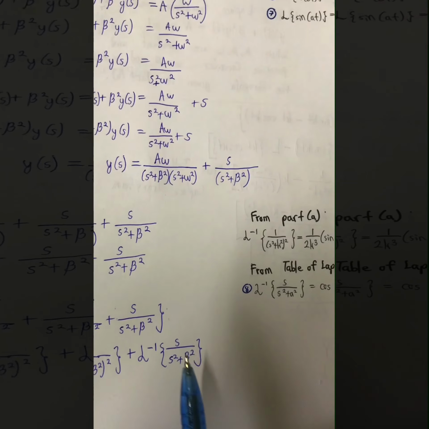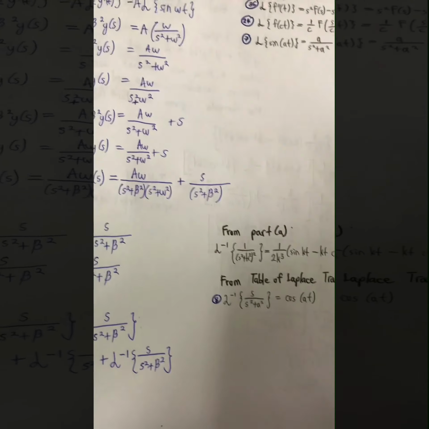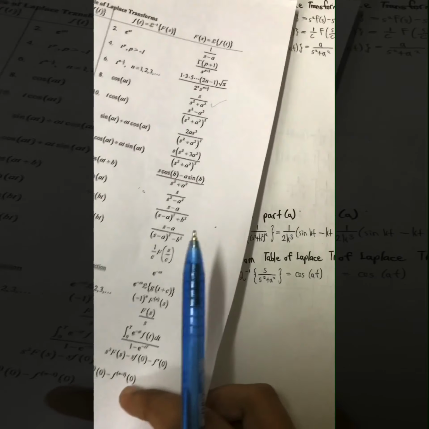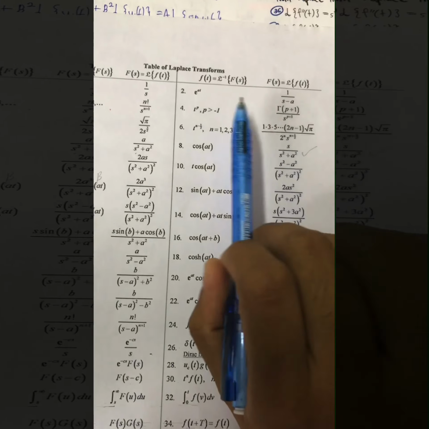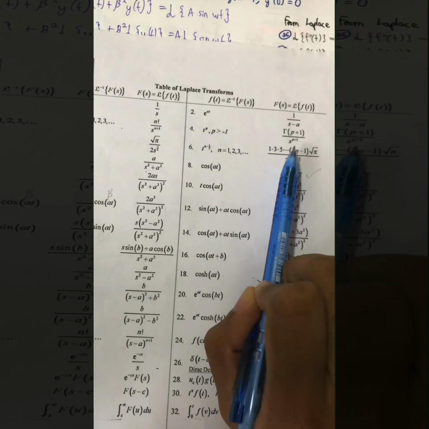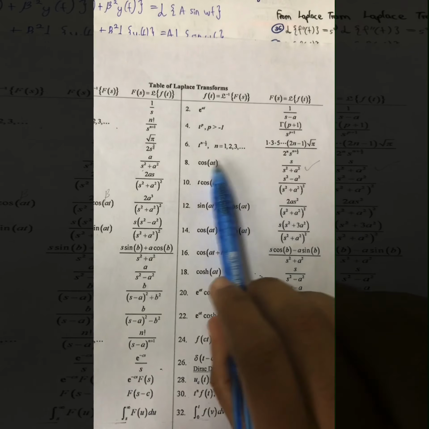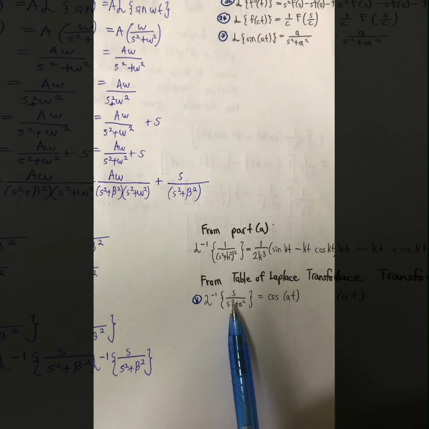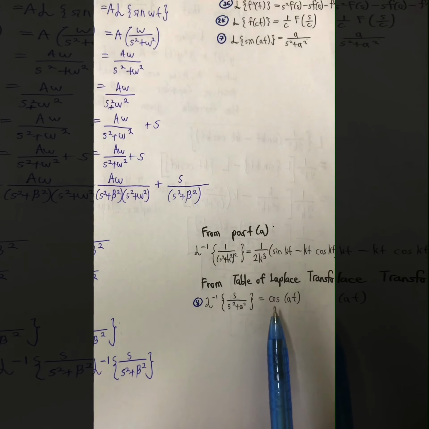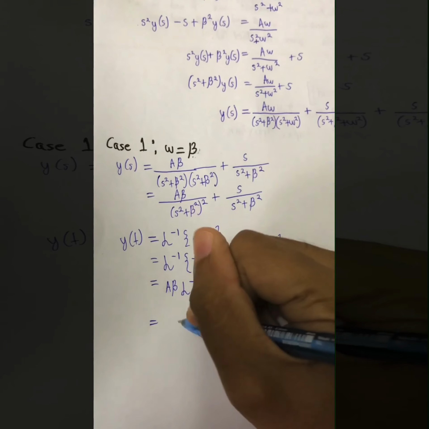And then for the next term, we can find the inverse of Laplace transform from the table of Laplace transform. So from the table, when we want to find the Laplace transform, we look from this part to this part, but now we want to find the inverse of Laplace transform, so we look from this part to this part. So we get from the table, the inverse of s over s square plus a square, where a is a constant, equal to cos at. So we just substitute those into our answer.